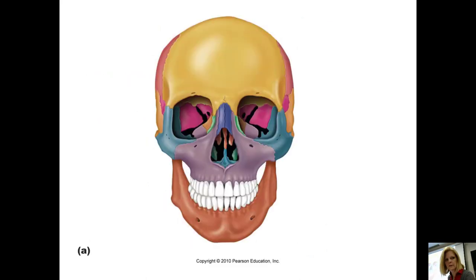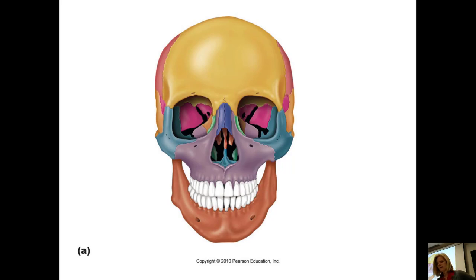Okay, so then we're going to move into the first few bones that make up the axial skeleton, starting with the skull. We have the major bones that outline the skull, that encase the brain. So we have the frontal bone, which is looking right at us here in yellow. That whole region, the bone of your forehead, is the frontal bone.